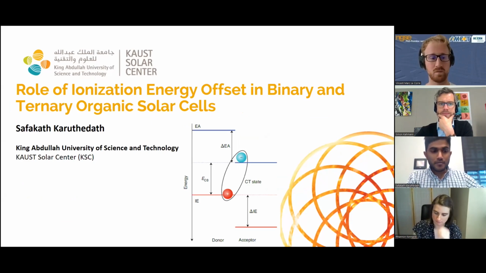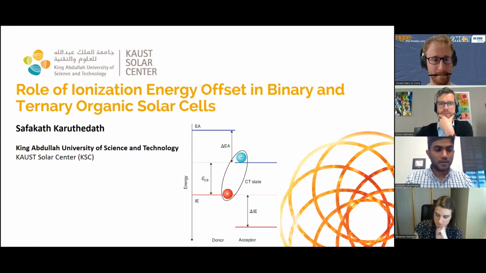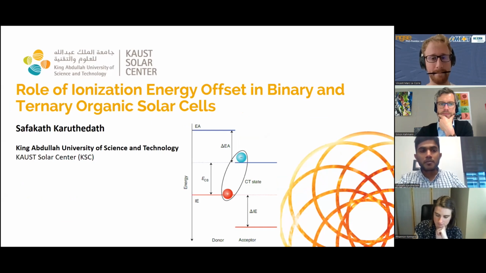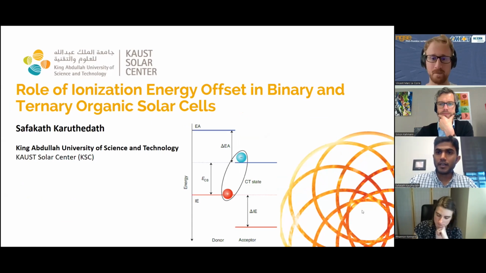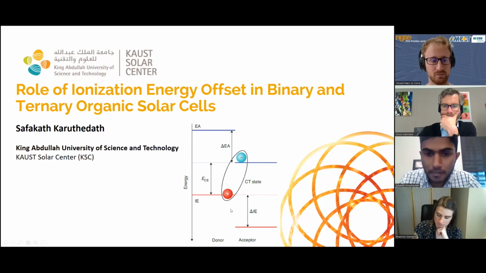My name is Safakath. I'm a research scientist here at KAUST, doing mainly ultrafast spectroscopy on organic semiconductors. Today I'm going to talk about the importance of ionization energy offset in binary and ternary organic solar cells. By ionization energy offset, I mean the gap between the HOMO of the donor and acceptor in an organic solar cell.